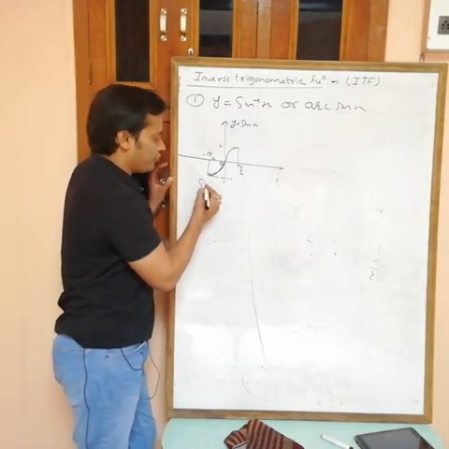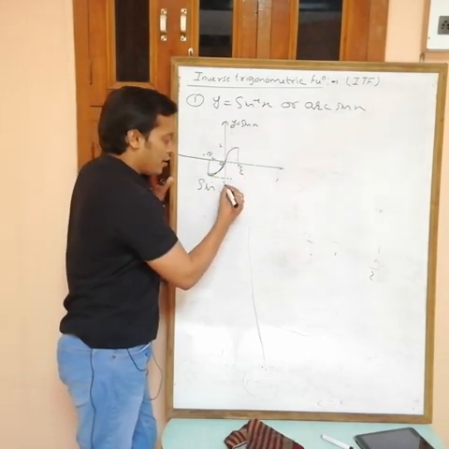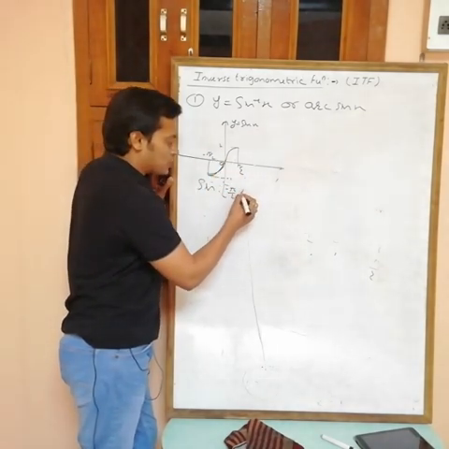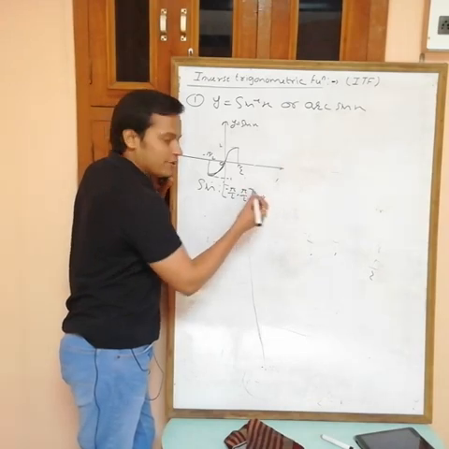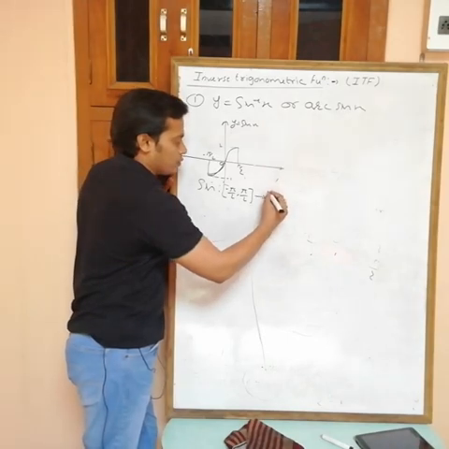So what we are doing? We are redefining this sin x with domain from minus pi by 2 to plus pi by 2. Okay, and the range is minus 1 to plus 1.